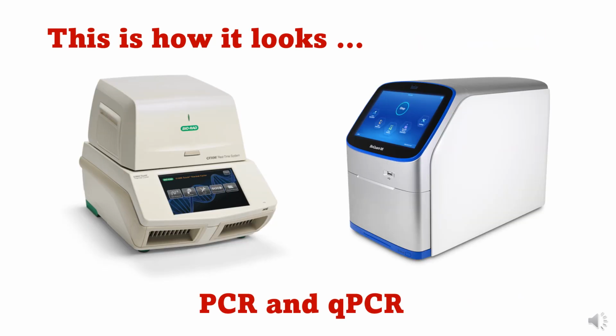So here are the images of a typical PCR machine. On the left-hand side you can see a PCR machine from the Bio-Rad company, and on the right side you can see one from the BioQuant company. So this is how a typical PCR machine looks, and the right side one is basically a qPCR, quantitative polymerase chain reaction machine.